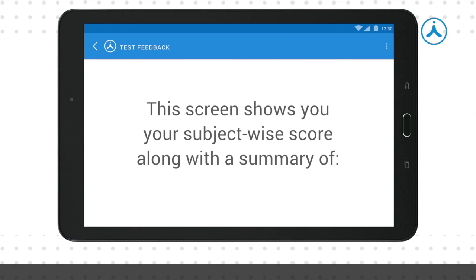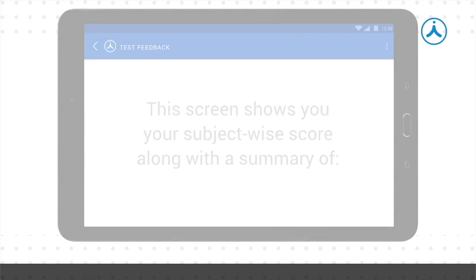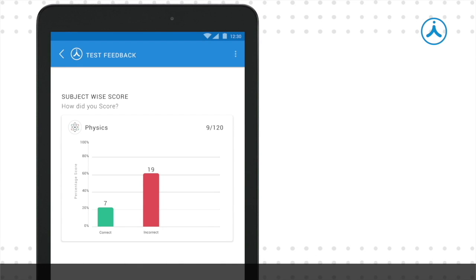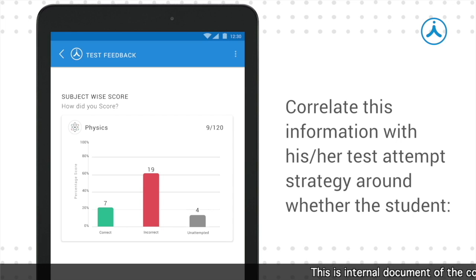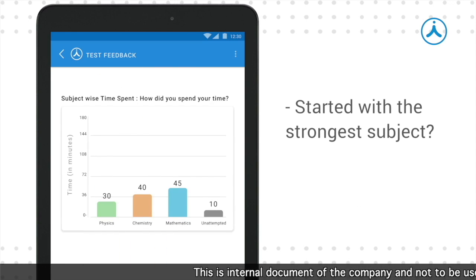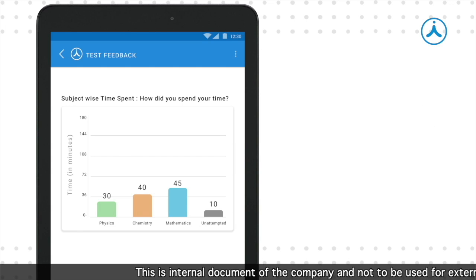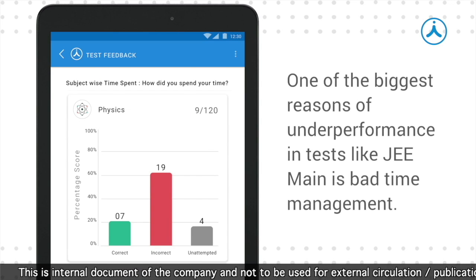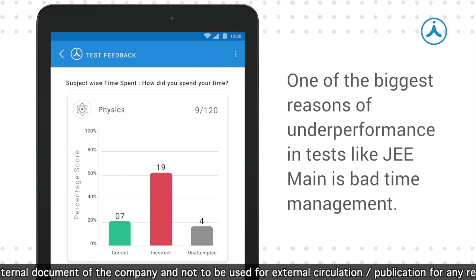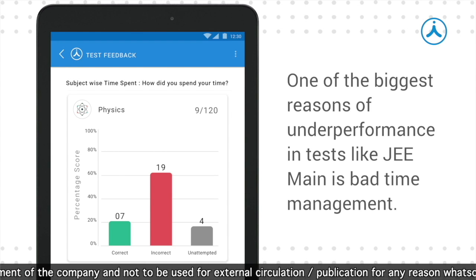This screen shows you your subject-wise score along with a summary of correct attempts, incorrect attempts and unattempted questions. This will give an indication of any student's strongest and weakest subject. Correlate this information with his/her test attempt strategy, around whether the student started with the strongest subject, and time spent attempting strongest versus weakest subject. One of the biggest reasons of underperformance in tests like JEE Main is bad time management.